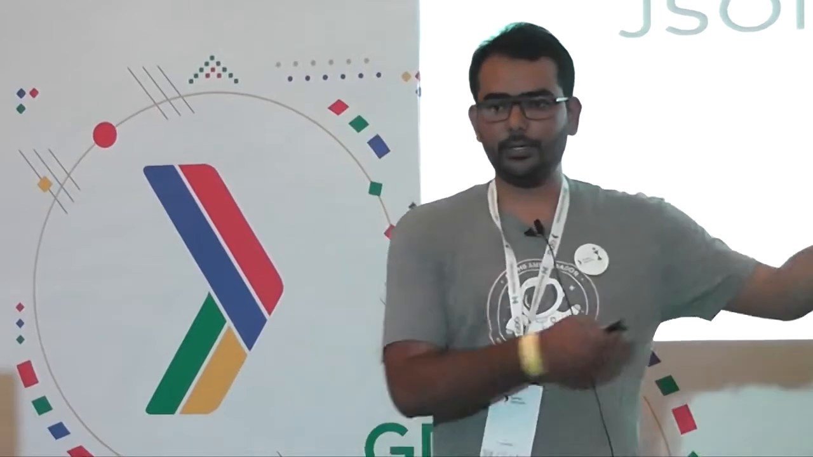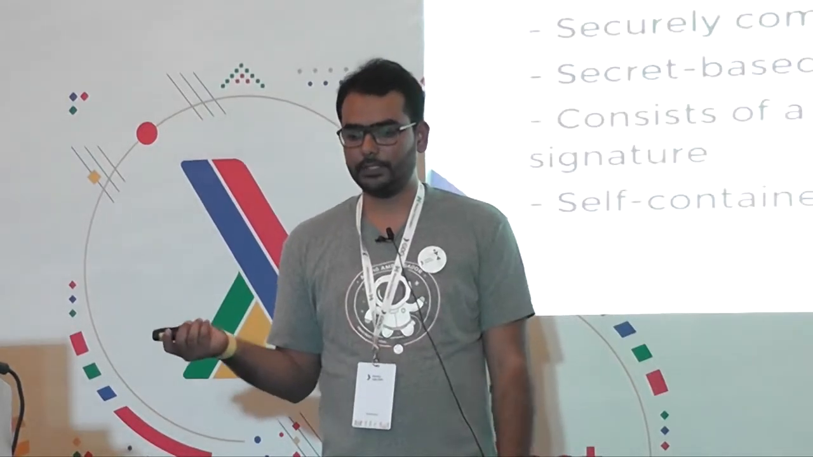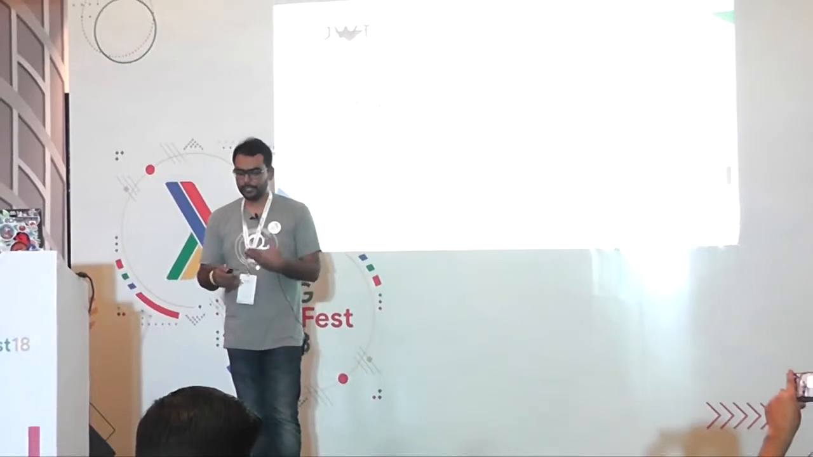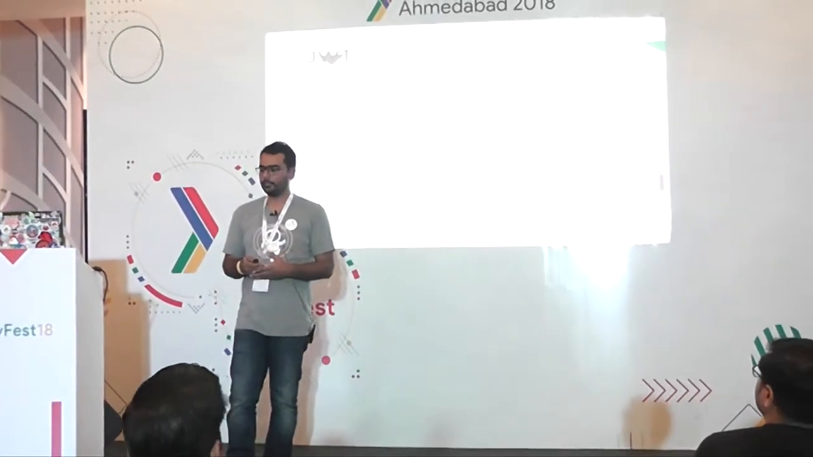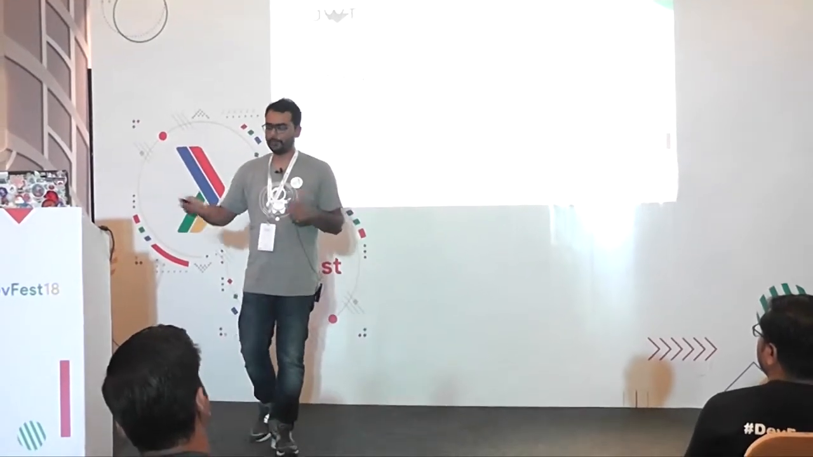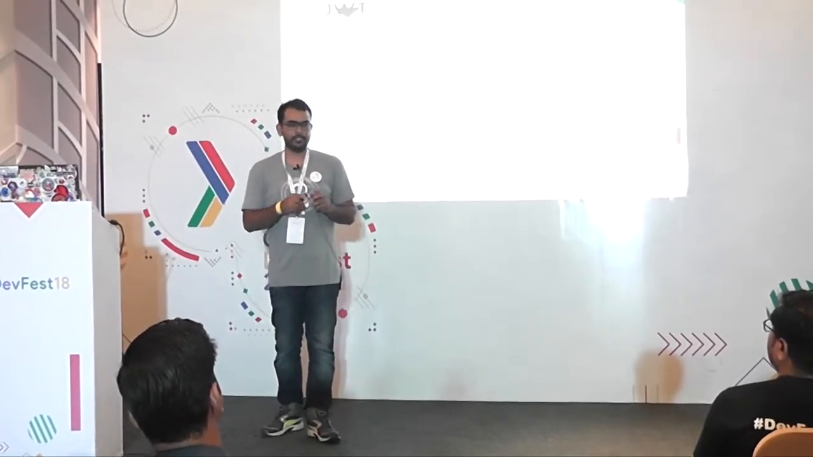To understand securing an API, we must first understand JSON Web Token, right? What it is. JSON is JavaScript Object Notation, and Web Token, how it looks and how it is. It's a way of encoding information so that there is secure communication between the two JSON objects, or between the servers and the client's data. So it is a secret based validation.